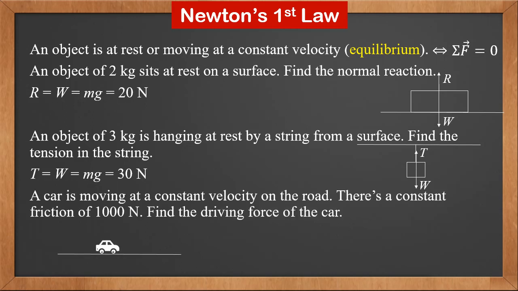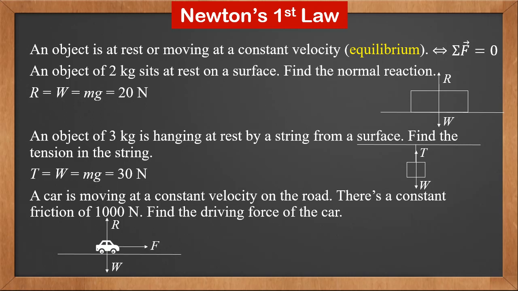A car is moving at a constant velocity on the road. There's a constant friction of 1000 Newton. Find the driving force of the car. First, sketch the force diagram for the car. Vertically, there's weight, pointing downwards. And there's normal reaction, pointing upwards.